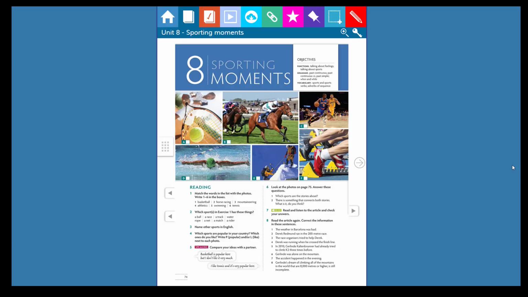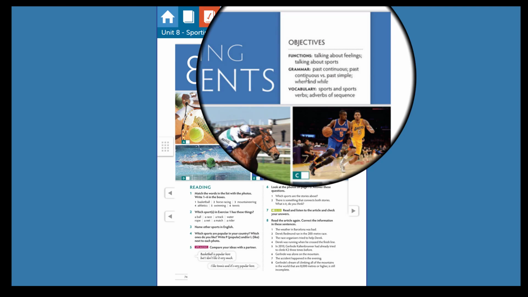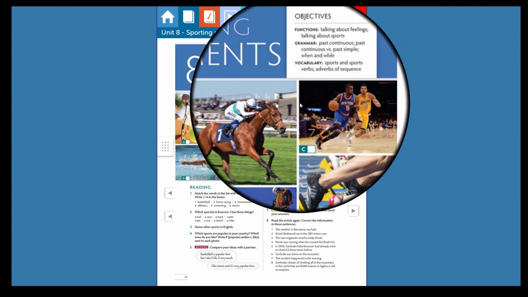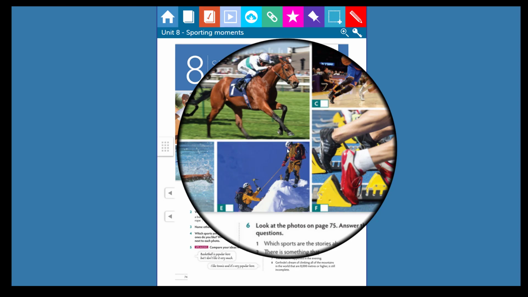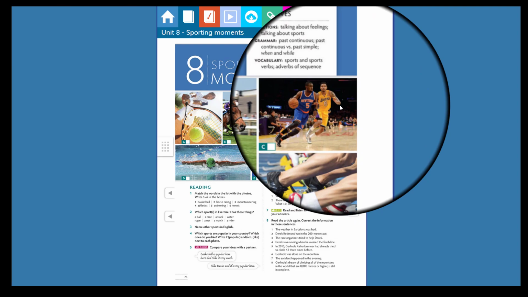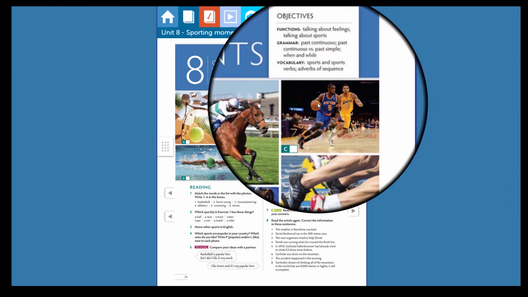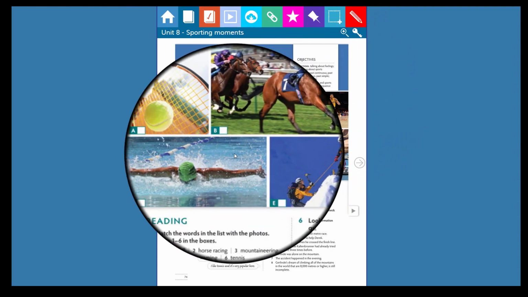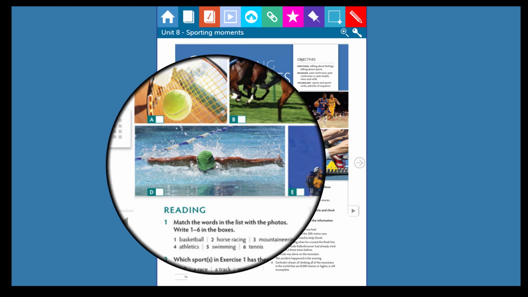Unit number 8, Sporting Moments. Okay, here we have 6 different pictures. And I need you to tell me what you can see in these pictures. Anything. For example, in this picture, I can see 2 men playing with a ball and they're playing basketball. Okay? In this picture, I can see a man swimming in the swimming pool. I can see water, etc. Okay, so please try to speak, try to describe what you can see in these pictures. Stop the video, please, and do it.